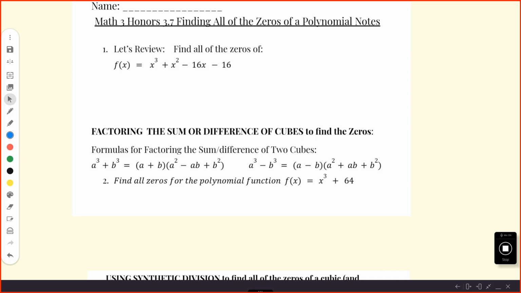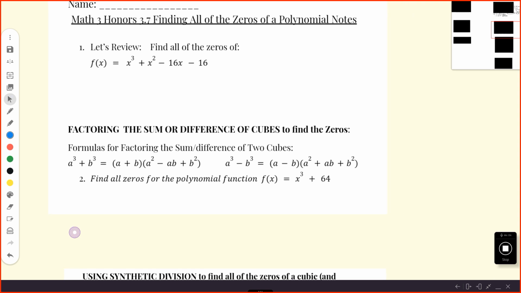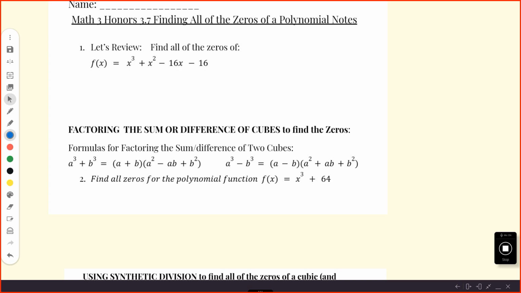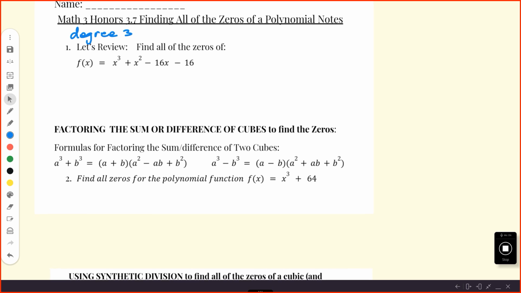So let's review. Find all the zeros of f of x equals x cubed plus x squared minus 16x minus 16. Okay, and we know that this is a 4-term polynomial, right? And what is the degree of the polynomial? Degree 3. So we know that based on the fundamental theorem of algebra, we will have 3 zeros, right? Total of 3 zeros. It can be complex or imaginary. Okay, but how do we factor this, if it's a 4-term polynomial? Yes, we're going to group this.